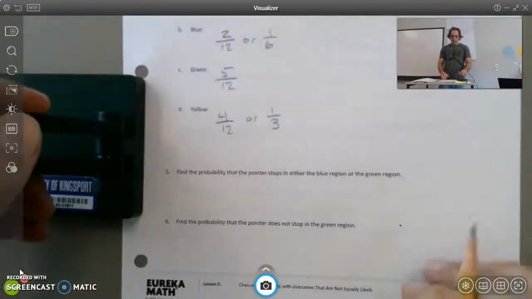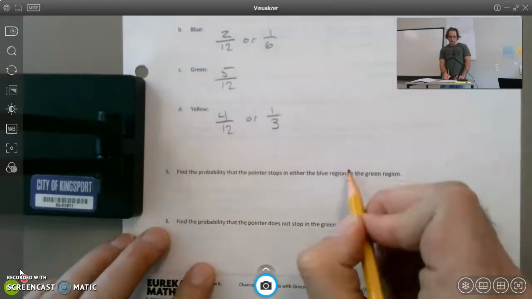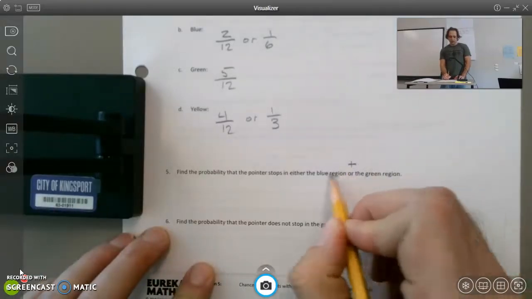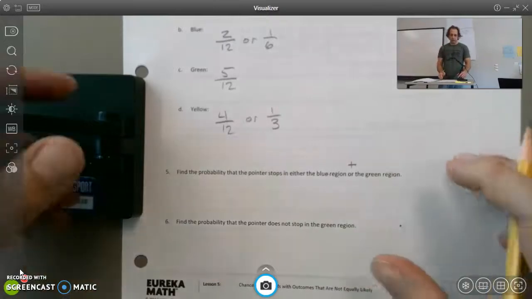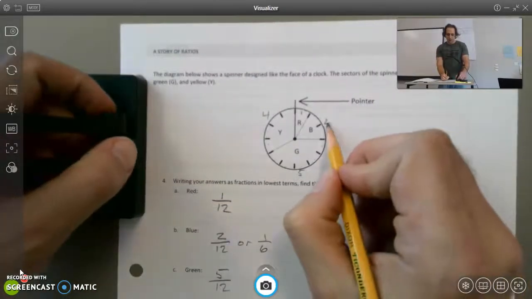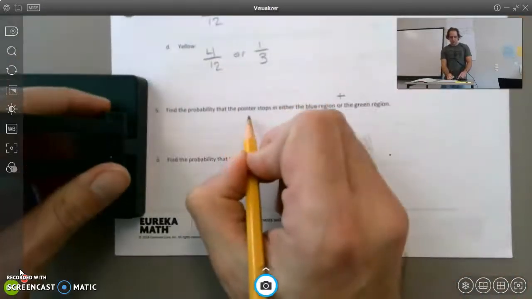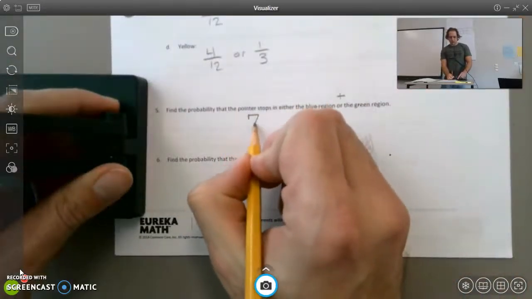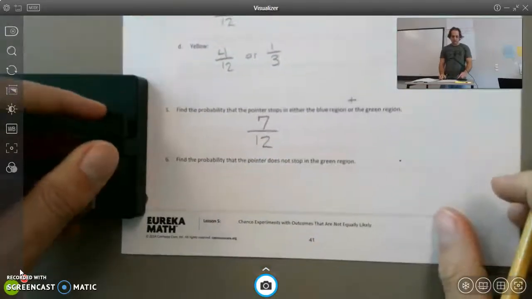Find the probability that the pointer stops in either the blue or green region. So we are adding those together because either one satisfies our positive outcome. So blue and green. Blue is 2, green is 5. There are 7 outcomes. Or excuse me, 12 outcomes. So 7 favorable outcomes, 12 possible outcomes, 7 out of 12.